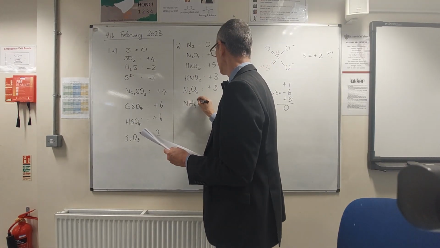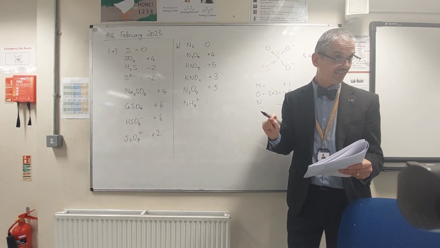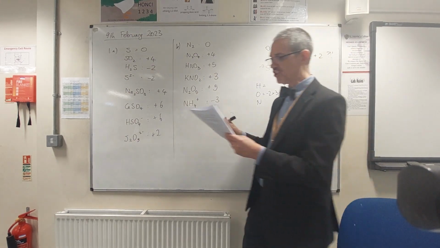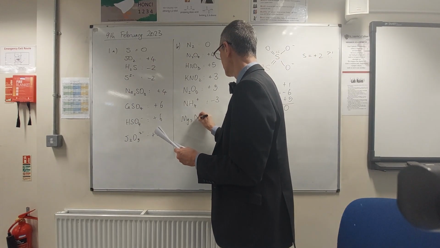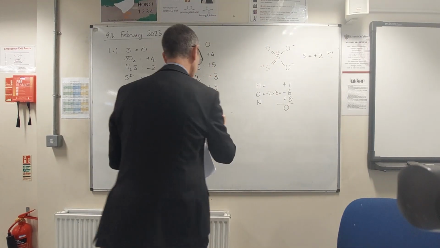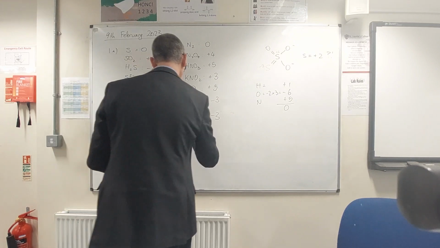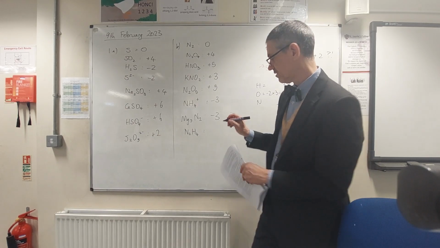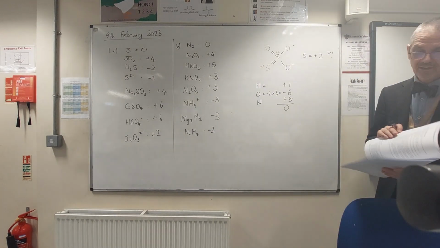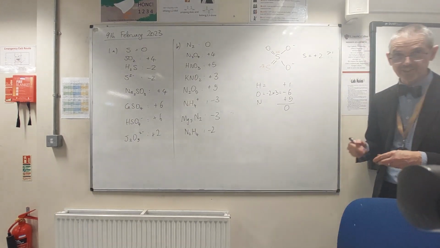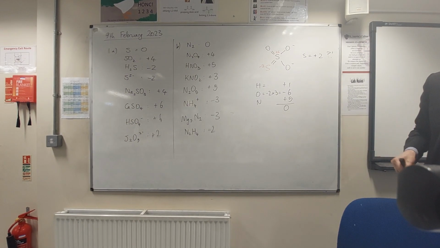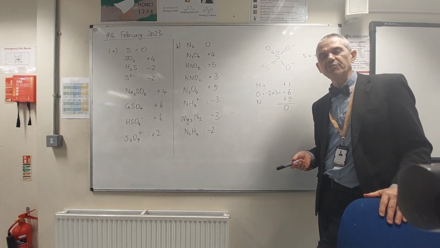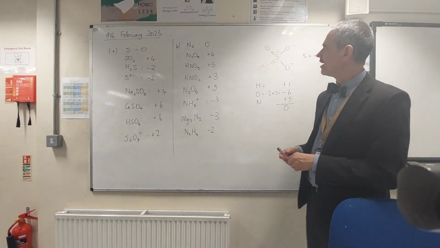NH4+, -3. Mg3N2, -3. N2H4, -2. Okay. So you can see from that the extent to which nitrogen and sulfur can get around. But that can be helpful if you're looking at a big equation, like we were earlier.